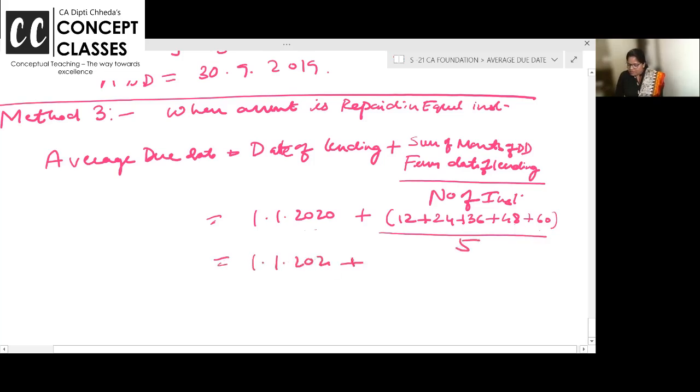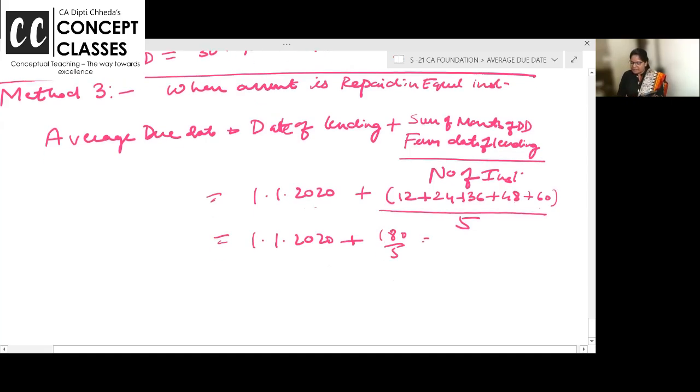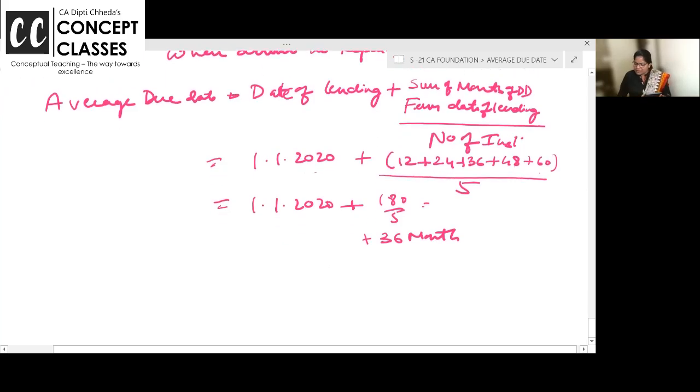So what is the due date? First do the sum, the total of the months. 12 plus 24 plus 36 plus 48 plus 60, 180 divided by 5, 36. 36 months, because this calculation is in months, you do it in months.